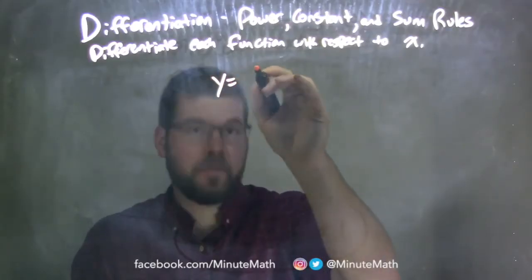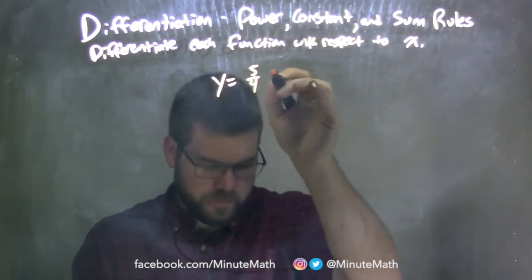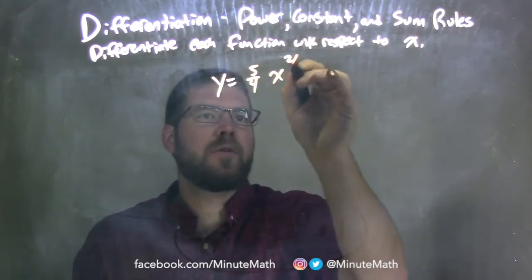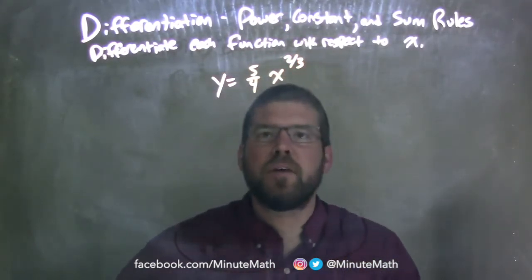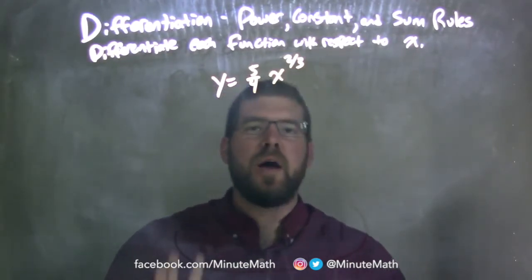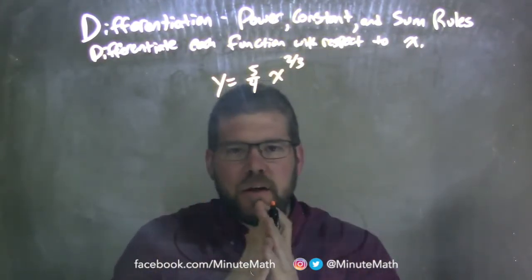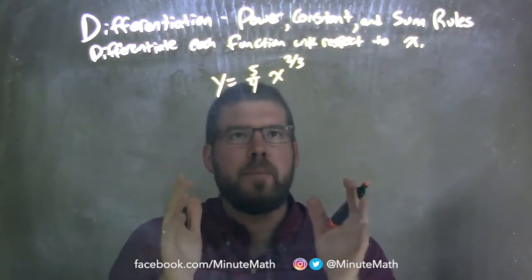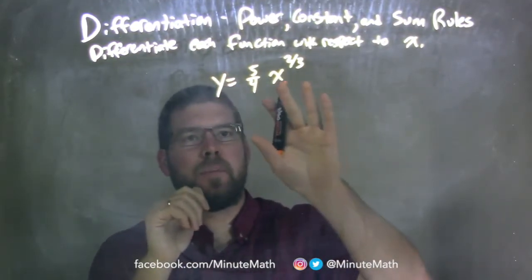Y equals 5/4 x to the 2/3. Okay? So 5/4 times x to the 2/3. When people see fractions, all of a sudden they start freaking out. Don't worry about it. All we need to do is still follow the power rule here.